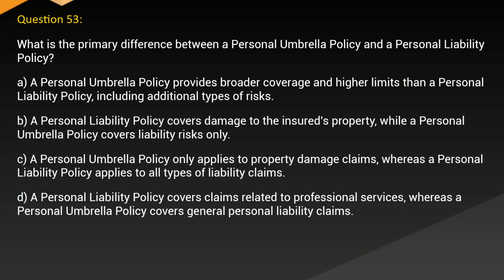Question 53. What is the primary difference between a personal umbrella policy and a personal liability policy? A. A personal umbrella policy provides broader coverage and higher limits than a personal liability policy, including additional types of risks. B. A personal liability policy covers damage to the insured's property, while a personal umbrella policy covers liability risks only. C. A personal umbrella policy only applies to property damage claims, whereas a personal liability policy applies to all types of liability claims. D. A personal liability policy covers claims related to professional services, whereas a personal umbrella policy covers general personal liability claims.